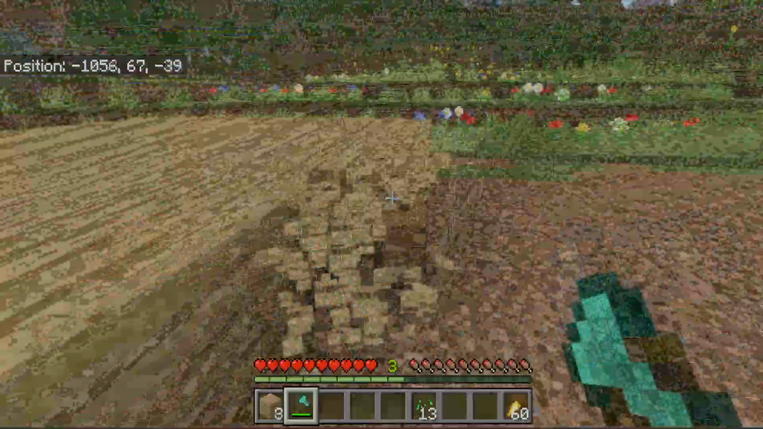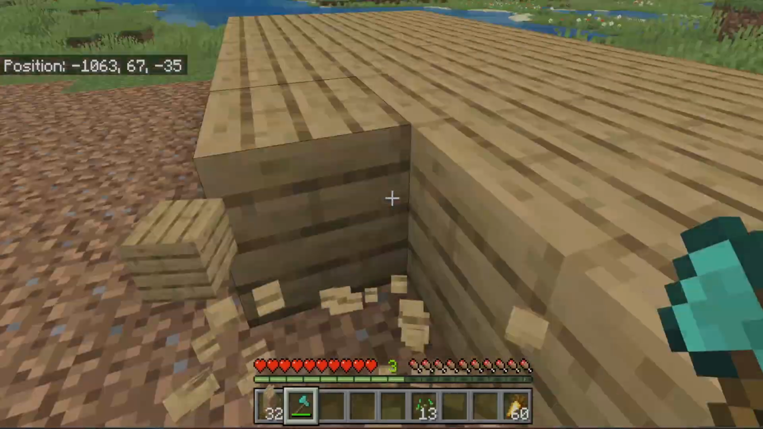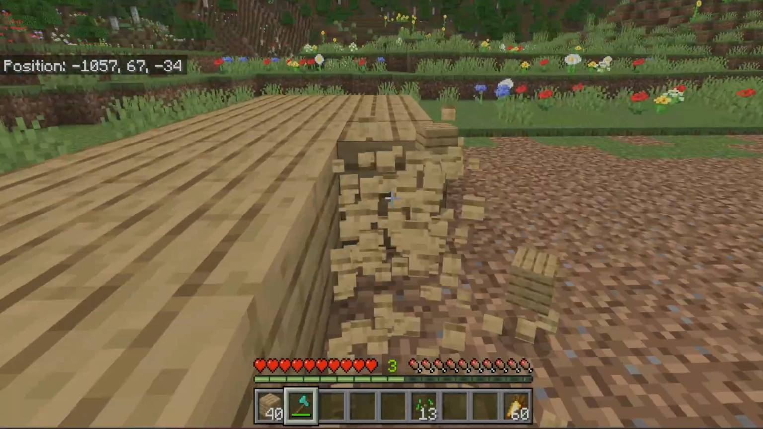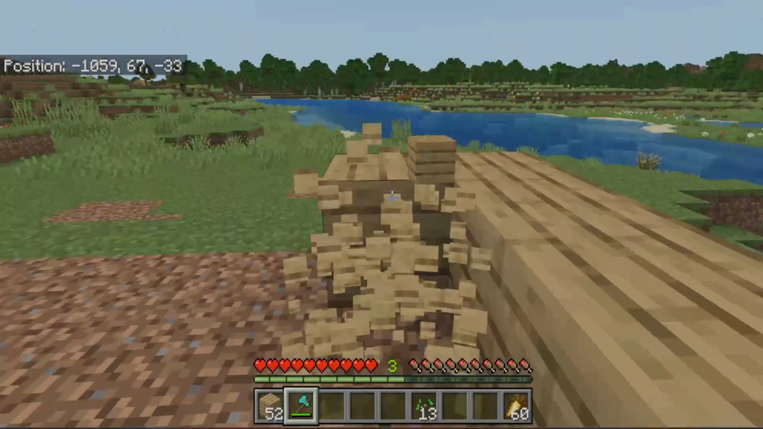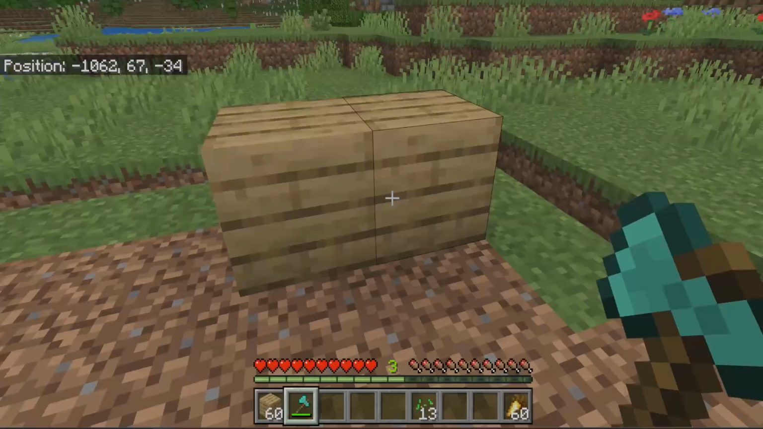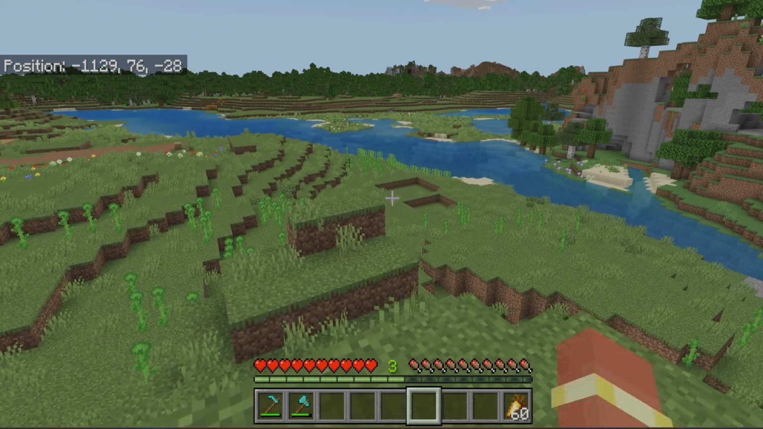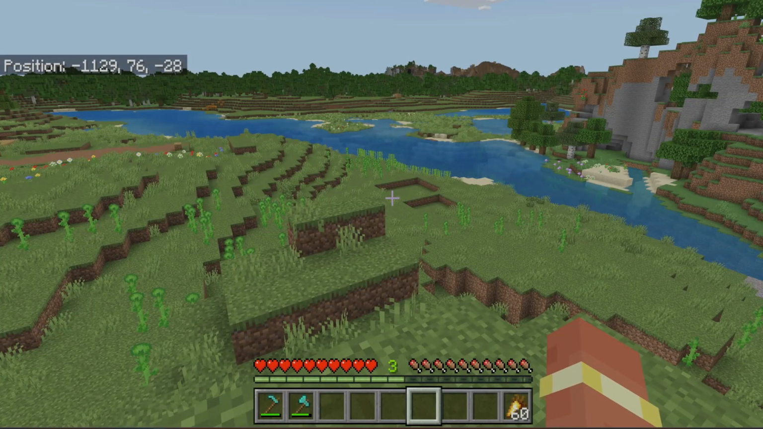That's 1, 2, 3, 4, 5, 6, 7, 8, 9, 10, 11, 12, 13, 14, 15 with 2 left over. So we just did 62 divided by 4. We have a total of 15 with 2 left over. In other words, when you're playing Minecraft, you are doing arithmetic frequently. And it's like a core feature of Minecraft to be able to do arithmetic.